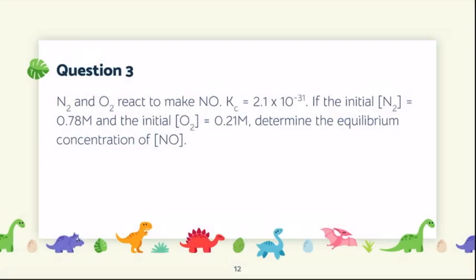N2 and O2 react to make NO. The Kc is equal to 2.1 times 10 to the negative 31st power. Just initially looking at the Kc value, we already know that it's going to be so small that we're going to use the 5% rule. Now going on, if the initial concentration of N2 is equal to 0.78 moles per liter and the initial concentration of O2 is equal to 0.21 moles per liter, let's determine the equilibrium concentration of NO.